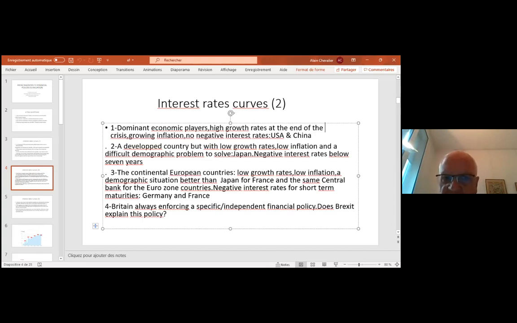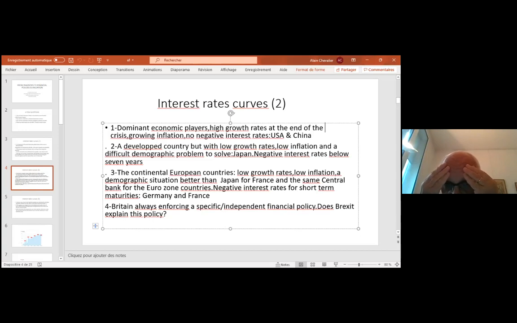The second point, you find a group of developed countries with low growth rates, low inflation, and difficult demographic problems to solve. The main example is Japan. And they get negative interest rates below 7 years maturity. It means from 0 maturity to 7-year maturity. When the Japanese government issued debt, it received an interest. It doesn't pay an interest.